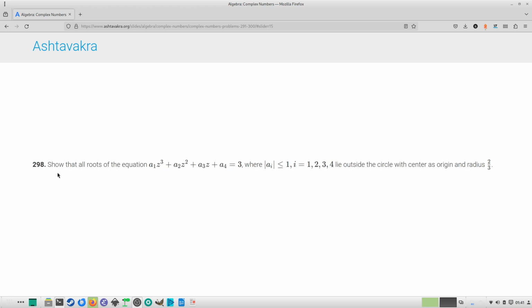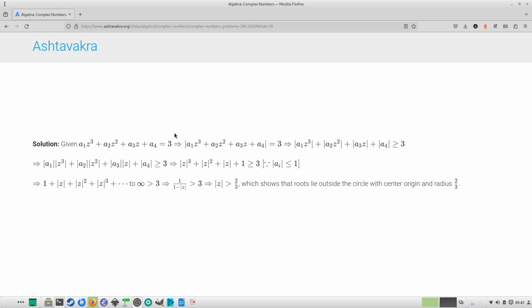Question 298 says: show that all the roots of the equation a1 z cube plus a2 z square plus a3 z plus a4 is equal to 3, where mod ai is less than or equal to 1 for i equal to 1, 2, 3, 4, lie outside the circle with origin as center and radius 2 by 3. So we have a1 z cube plus a2 z square plus a3 z plus a4 is equal to 3.